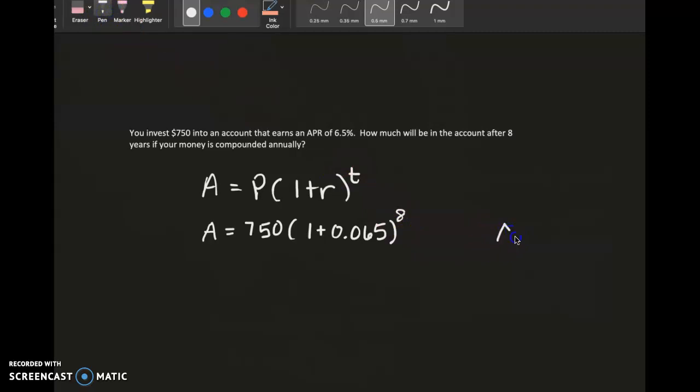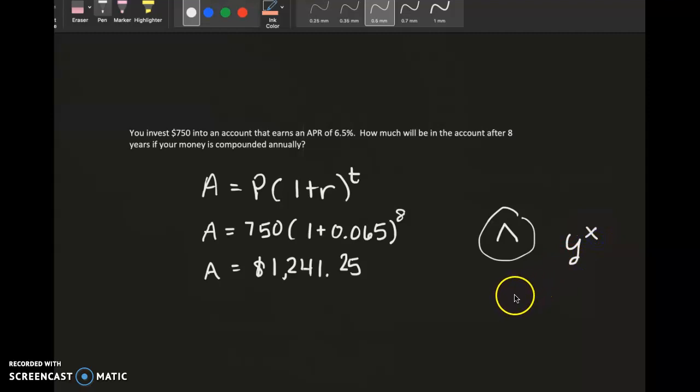It looks like this. That's going to do the exponent spot for me, and then I'm going to go ahead and type the 8 and press enter. So I get A equals 1,241, and if I have the cents here, about 25 cents. So the account will be worth $1,241.25.